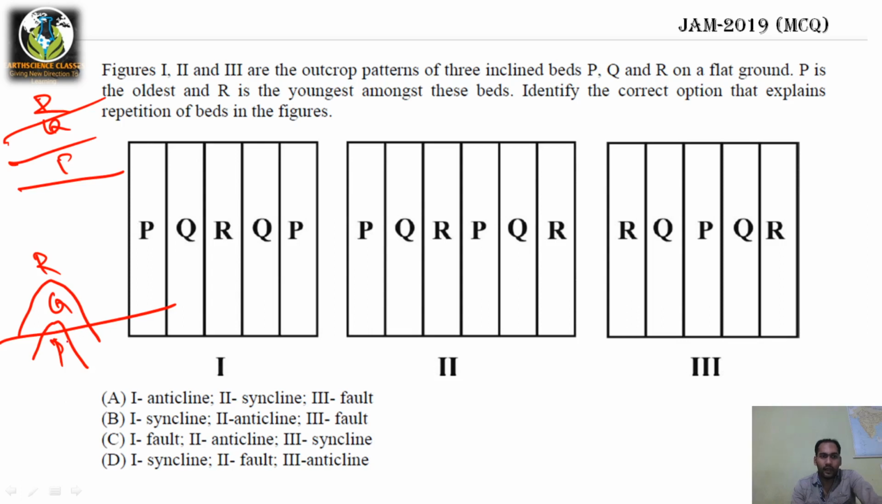I'll pass a plane like this. We are getting P, then Q, then R. Here you are getting Q, then R. So R, Q, P, Q, R. So this is an anticline.